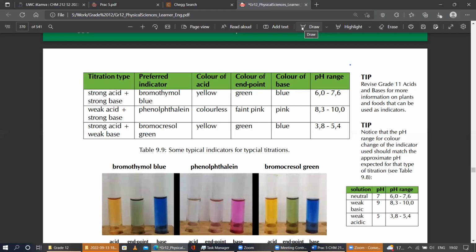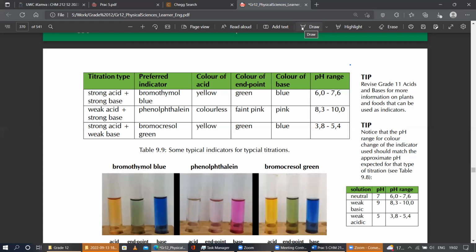So if you look at it, when a strong base and a strong acid are added, they use bromothymol blue, which is going to turn yellow when it's acidic, and it's going to turn blue if the solution is basic.